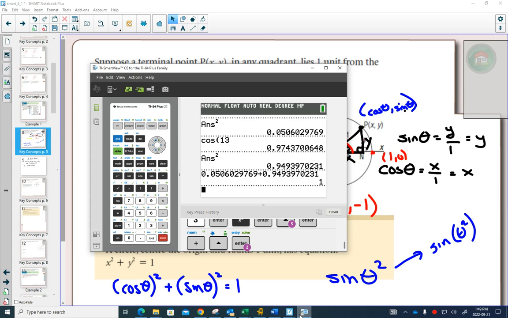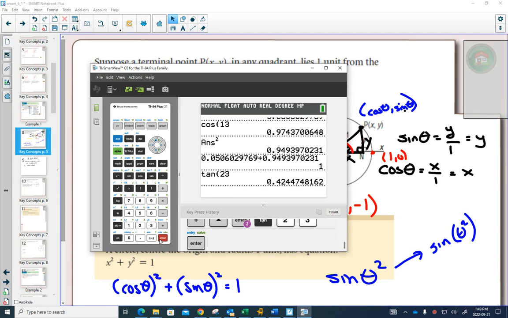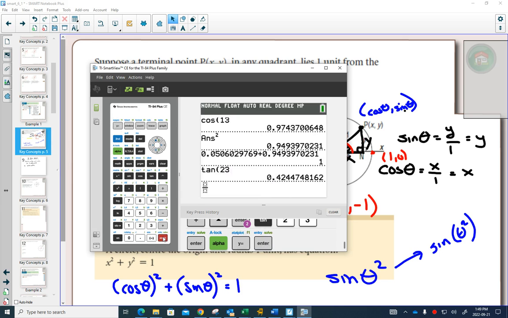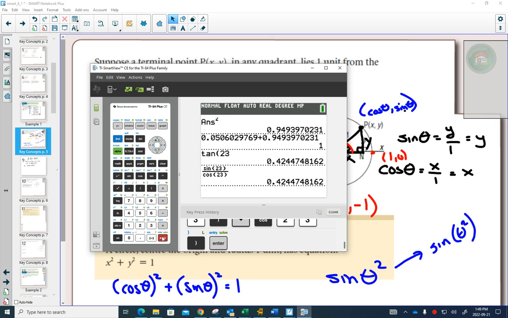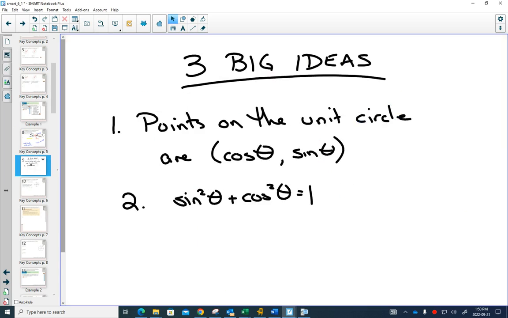So if I do tan of 23 and see what answer I get, and then I do sine of 23 on the top of my fraction and cos of 23 on the bottom of my fraction, my answer perfectly matches tan of 23. And this works every single time with every neglected number and non-neglected numbers as well. That is big idea number 3.